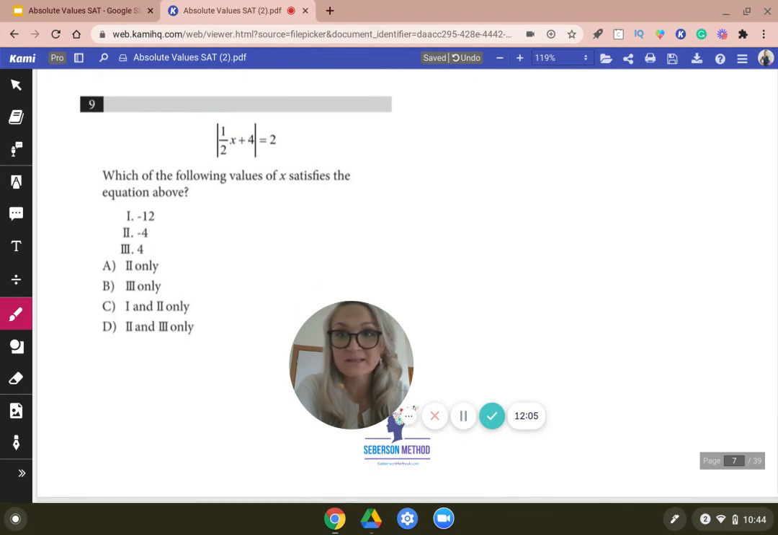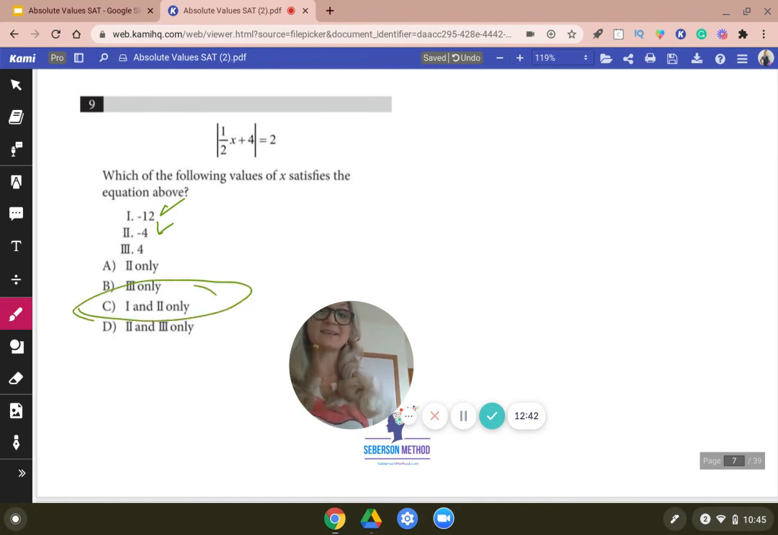And then last but not least, let's go over this one. Here they're giving you different values of x, and all you need to do is verify if this is going to work or not. If we plug in negative 12, negative 12 times 1/2 is negative 6. Negative 6 plus 4 is going to give us negative 2, and absolute value of negative 2 is 2. So negative 12 works. So does negative 4. But positive 4 doesn't work, because then you're going to get 6. Absolute value of 6 is not 2. So the right answer here is C.